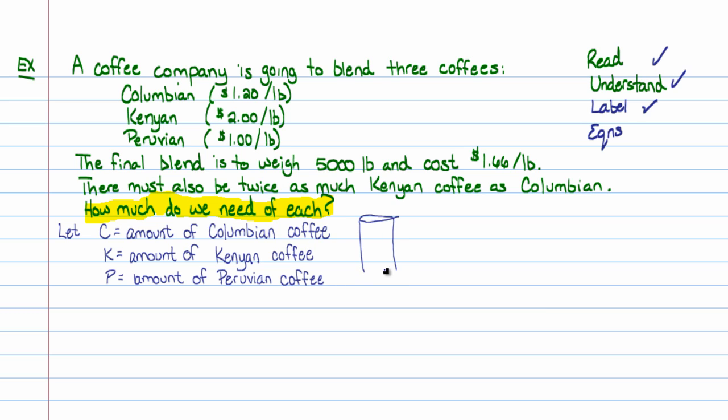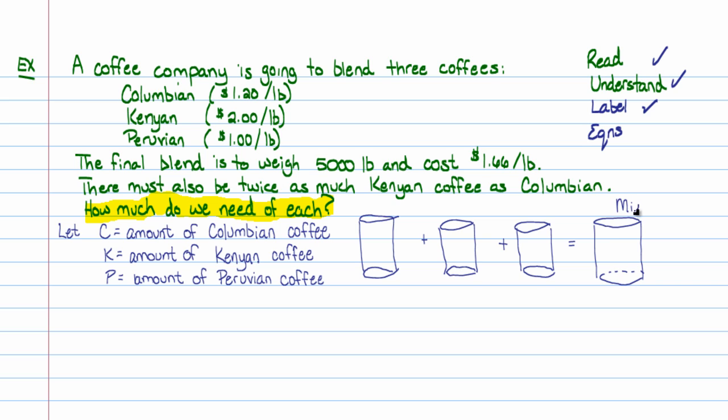So I have a vat of Colombian coffee, and to that I'm going to add a vat of Kenyan coffee, and to that I'm going to add a vat of Peruvian coffee. And then in the end, when I mix all three of those vats together, I should get a final vat of a mix.